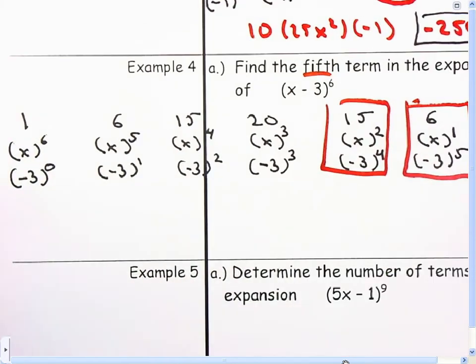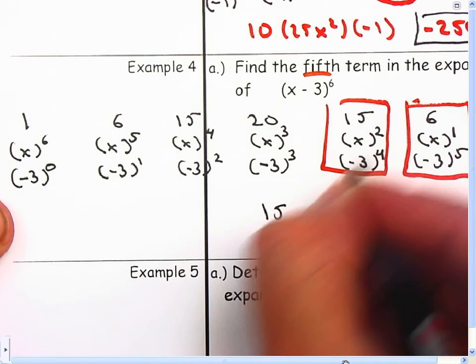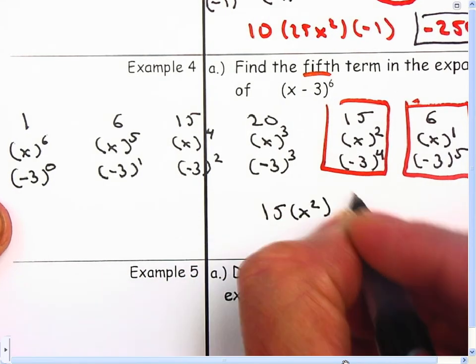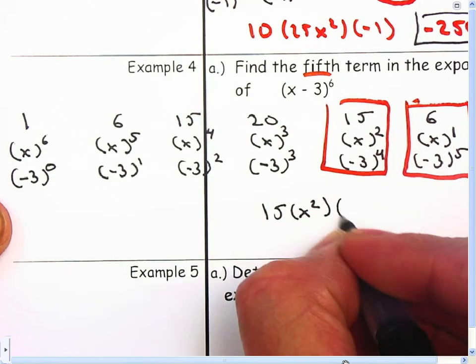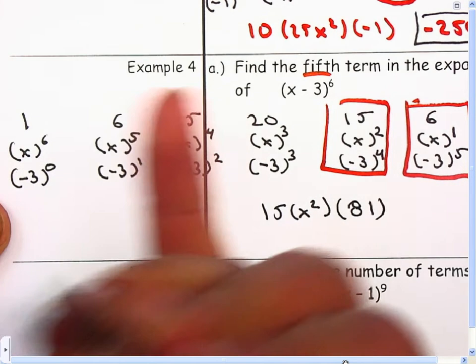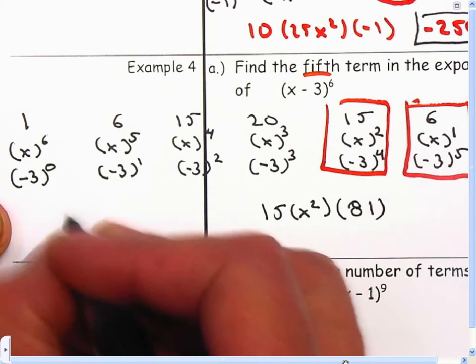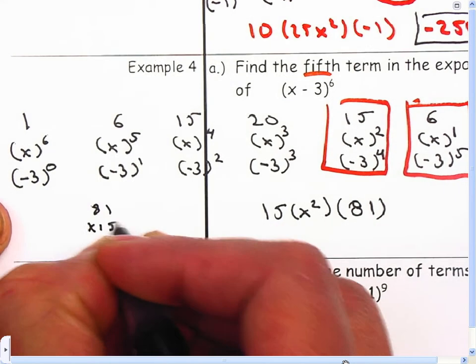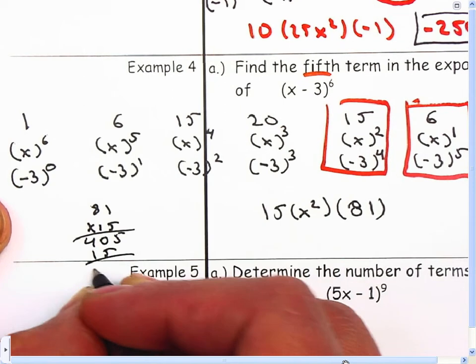I'm going to simplify it. So that will give me 15. X squared will just give me x squared. Negative 3 to the fourth power will give me positive 81. That's negative 3 times negative 3 times negative 3 times negative 3. 15 times 81, just multiply on the side.